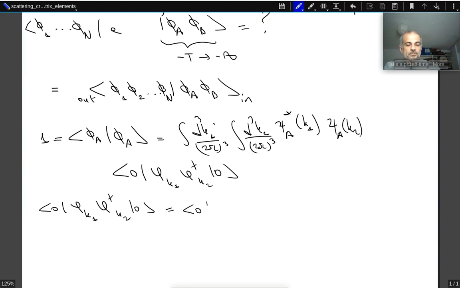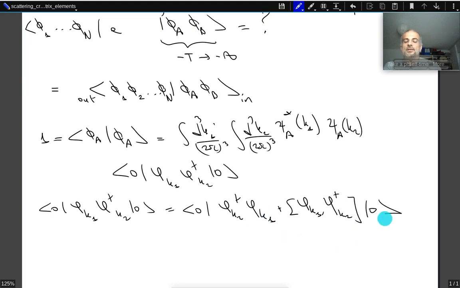This is equal to 0, phi of k2 dagger, phi of k1, plus their commutator, phi of k1, phi dagger of k2. Now this annihilation operator acting on the empty state will give me 0, and also this creation operator acting on the bra will also give me 0, so there is no contribution from this term. And this commutator, we had already seen that it is given by 2 pi cubed Dirac delta of k1 minus k2, the three-dimensional Dirac delta.